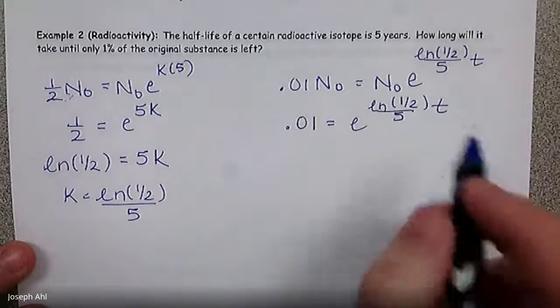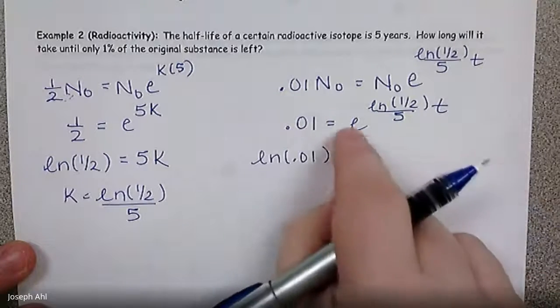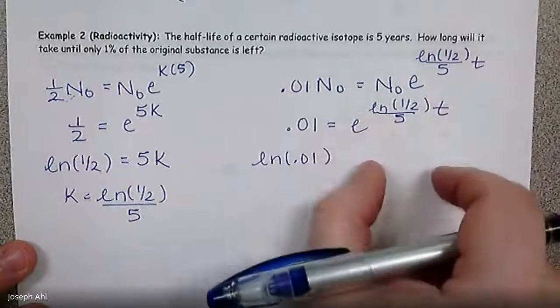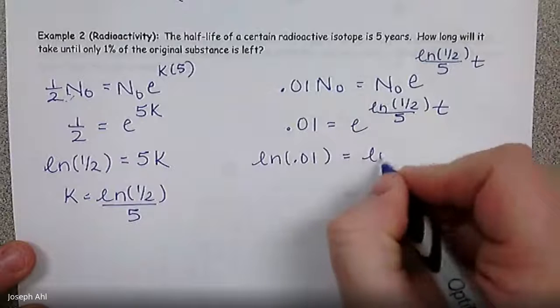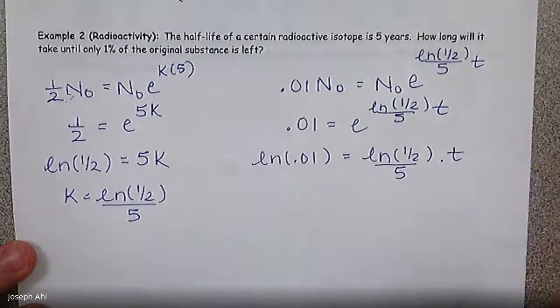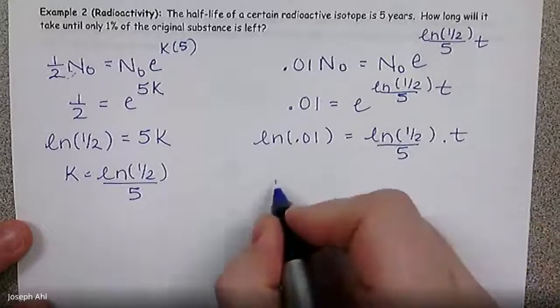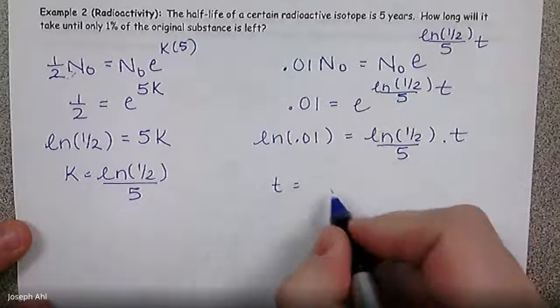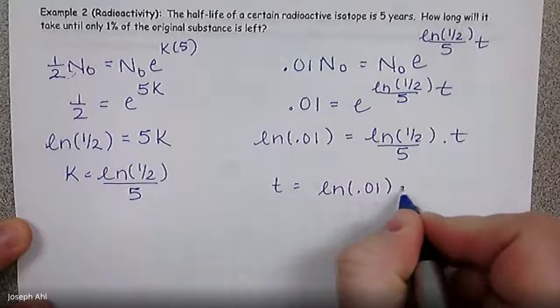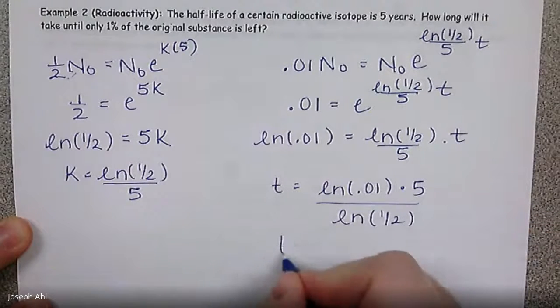Probably a few different ways to go about this. I kind of like taking the ln of both sides at this point, because I know ln of this side is just going to leave me with the exponent, ln of 1/2 over 5 times t. And then to get t alone, I'm going to multiply both sides by the reciprocal real quick. So that's going to be ln of 0.01 times 5 divided by the ln of a half.